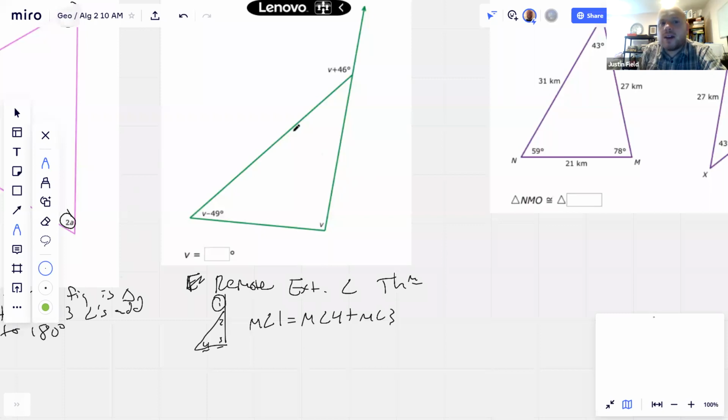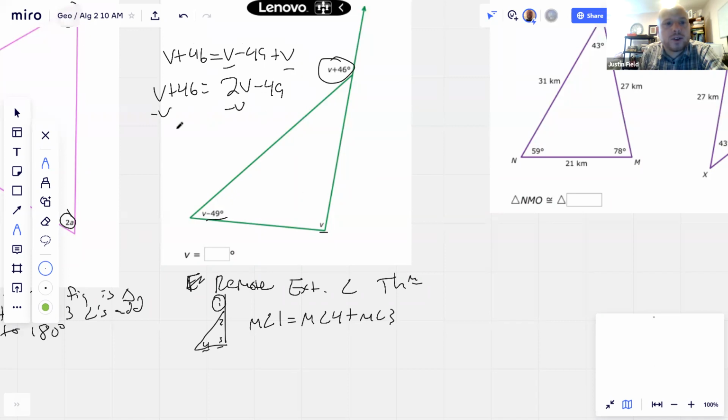We can talk more about that, but let's use that to set up an equation. This angle is equal to these two put together. V minus 49 plus V. So on this side we have 2V. On this side we have 1V. We can now subtract V from both sides. And then add 49 to both sides. Good little algebra practice. 95. All right.